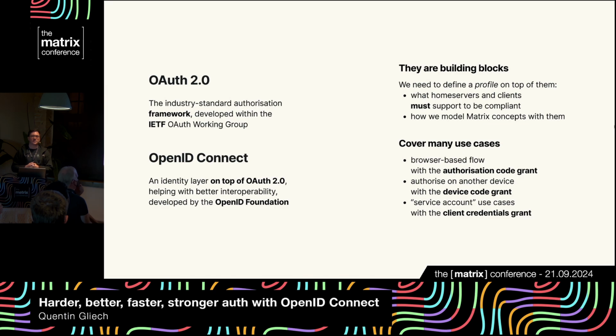Those two things are just building blocks. You can pick from them, and the idea for us is to build a profile on top of them and define what home servers and clients must support to be compliant with the Matrix spec. And it's also the question of how we use those building blocks and map existing Matrix concepts to them. I'm not going to go through all the existing RFCs, but know that they already cover many very different use cases, from browser-based flow to authorization through a different device to service account or bot use cases.